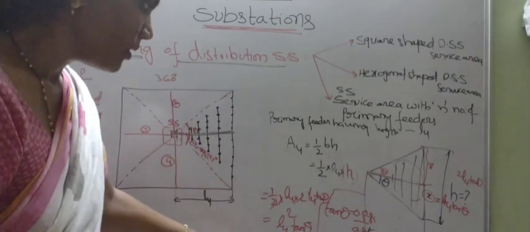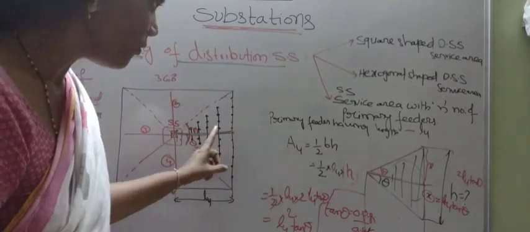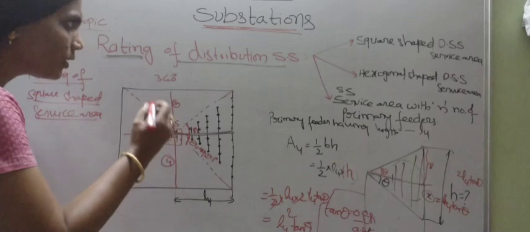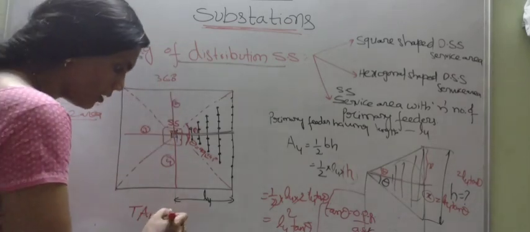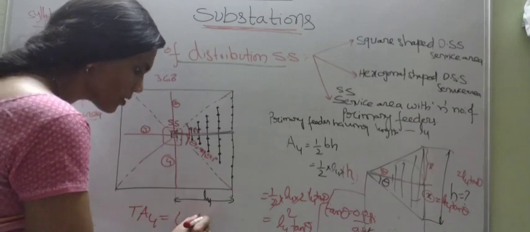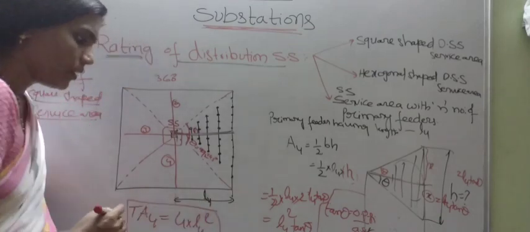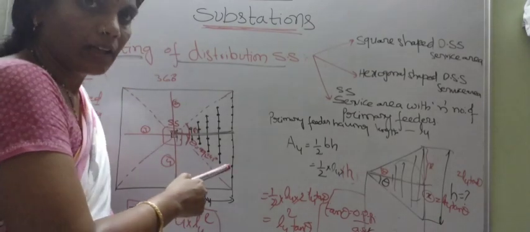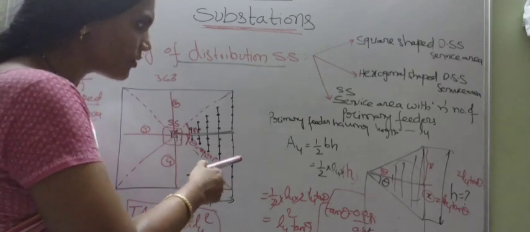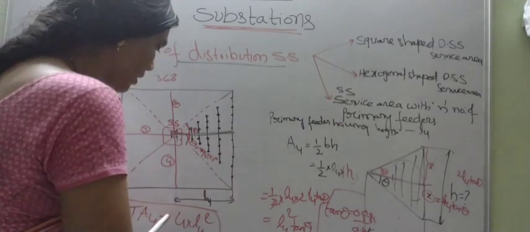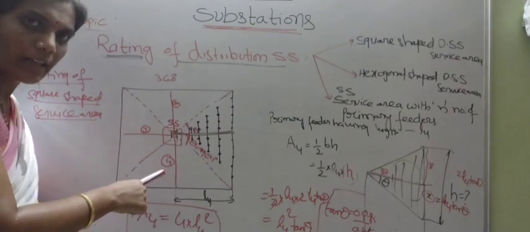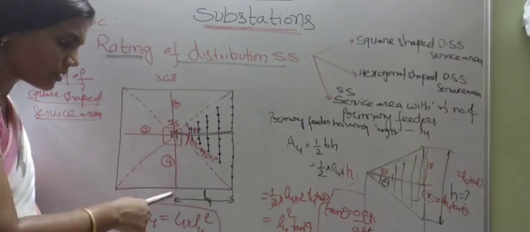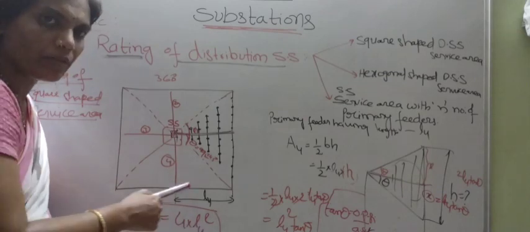Definitely you have to show this derivation part in the examination. So this is the area served by one feeder. Now we want to calculate the total area. TA4 is equal to 4 into L4 square. Each feeder serves an area of L4 square, and the total area of the square area of the distribution substation can be served by 4 into L4 square.